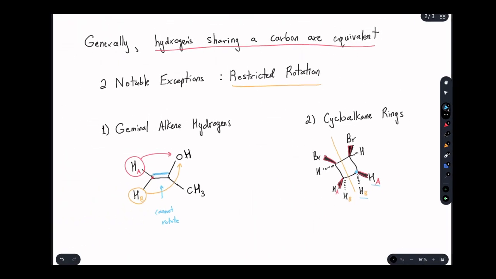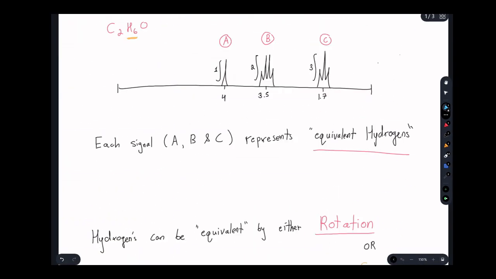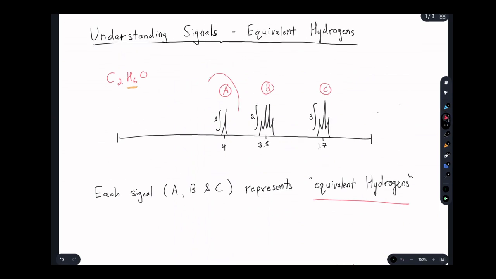With that in mind, now we have a better understanding of what these individual signals represent, and as well a bit of information on the integration. We can now move on to really breaking down the three different pieces of each signal, starting with the x-axis location or the chemical shift. I'll see you there.